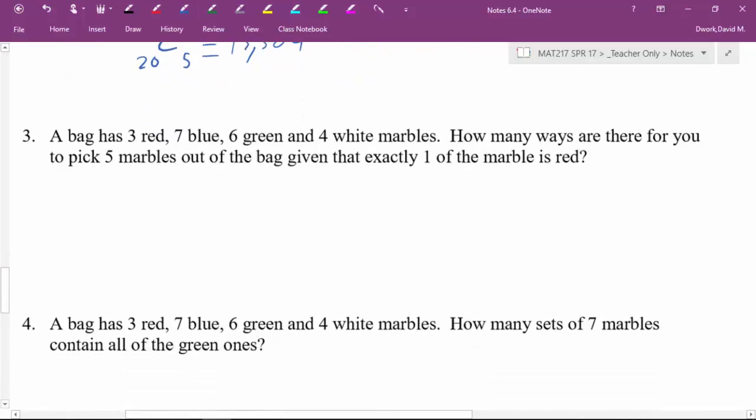Okay, a bag has 3 red, 7 blue, 6 green, 4 whites. How many ways are there for you to pick 5 marbles out of the bag, given that exactly 1 marble is red? All right, this is called harder. So the idea here, I always call this a condition. Okay, we know it is given that we have 1 red marble. You are going to get 1 red marble.